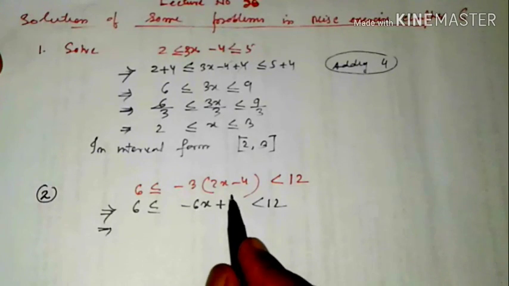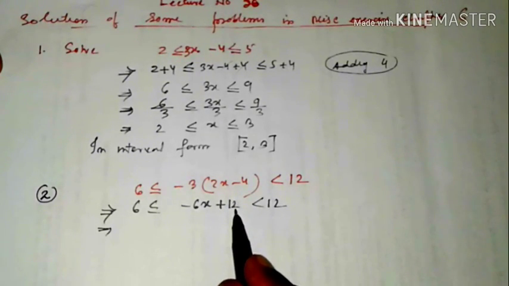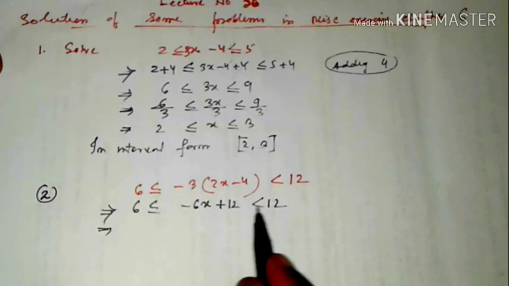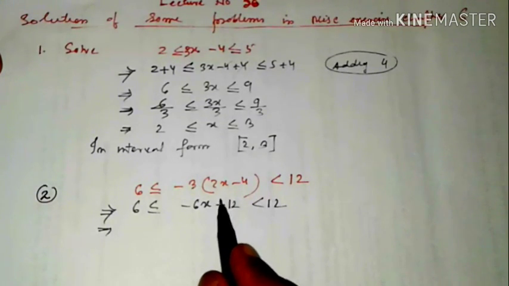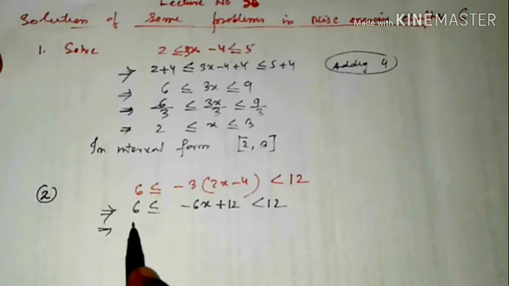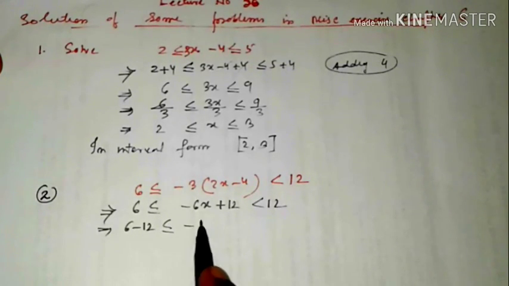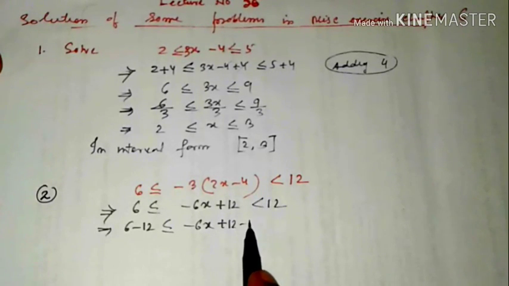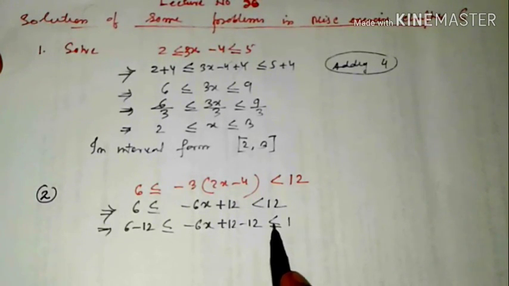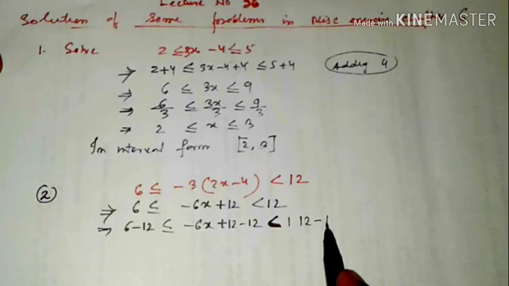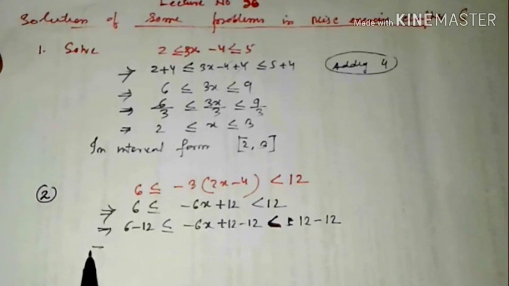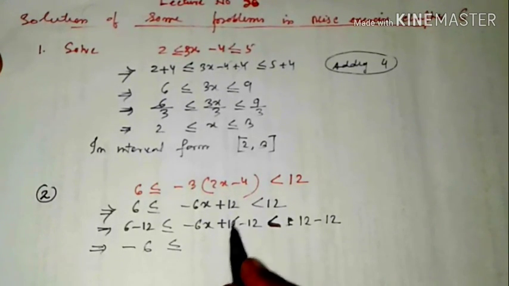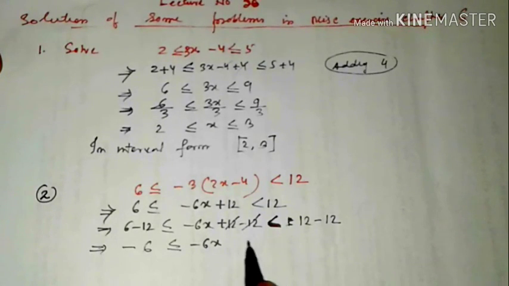Now we have to remove plus 12 from here. So subtracting 12 from all sides. 6 minus 12, minus 6x plus 12 minus 12, is how we have to subtract this. But this is not less than equal, this is less than. 12 minus 12 is 0. Therefore this is minus 6 less than equal. We can cancel this. Minus 6x less than 0.